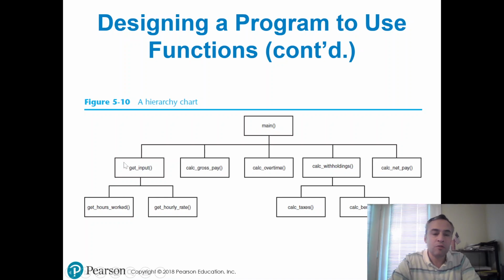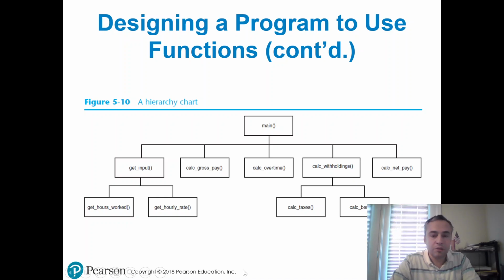And then each of these functions can be split, or can actually contain two other functions. For example, get input will call get hours worked and get hourly rate. And calculate withholdings will call calculate taxes and calculate benefits.